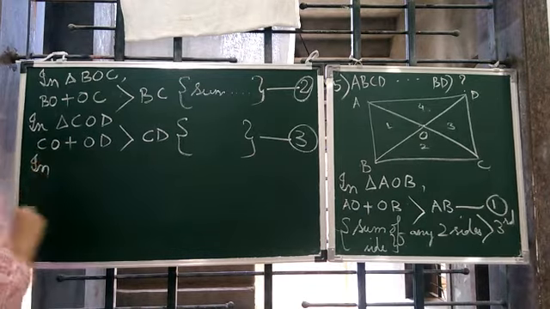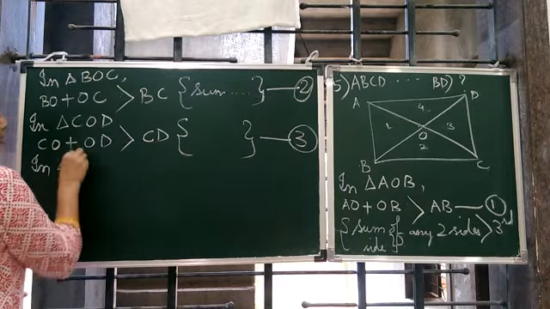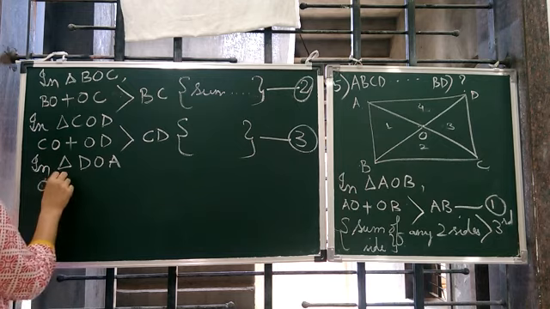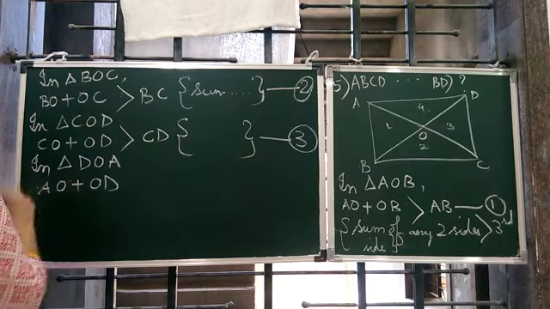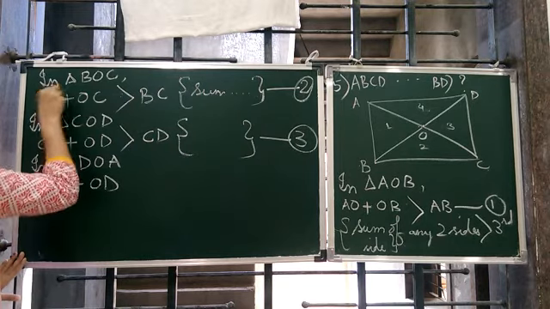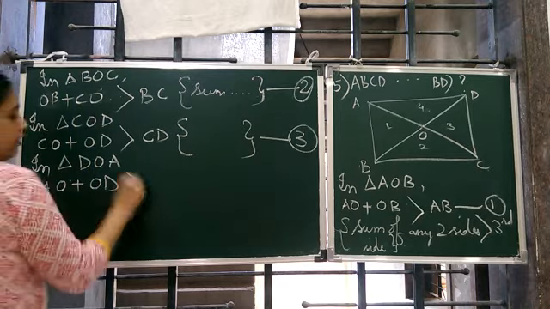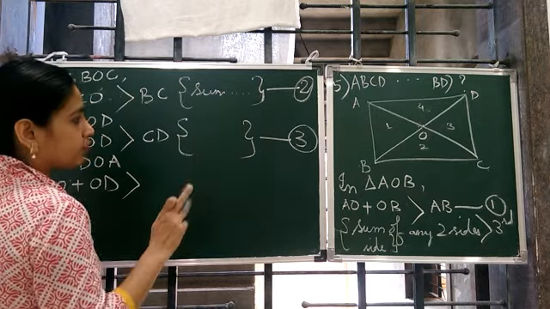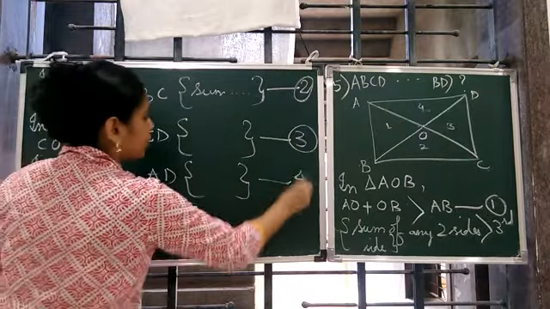Then we start the fourth triangle. What is the fourth triangle? DOA or AOD, anything you can take. Triangle DOA. So AO plus OD is greater than AD. And we write the same thing. This is equation number 4.